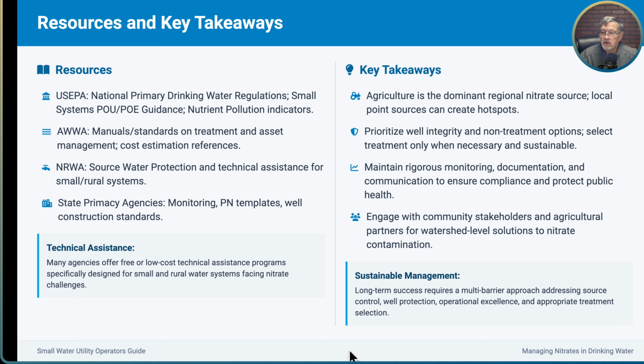Maintain rigorous monitoring, documentation, and communication to ensure compliance and protect public health. You're going to want to have your stakeholders and your community informed, and you're going to want to engage with them and plan for watershed level solutions to nitrate contamination. Work with the farmers to see if we can reduce the nitrates that are going into the ground through some of these BMPs we talked about earlier. So in the long run, we want to have sustainable management of the aquifer and the agricultural resource as well. So by working together, hopefully you can sustain that.